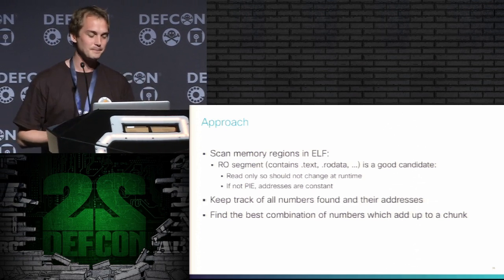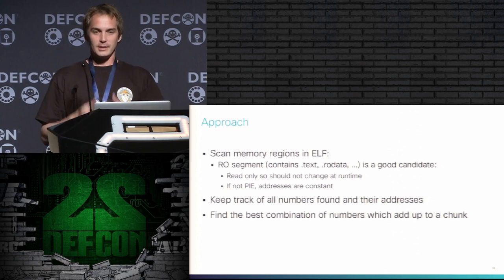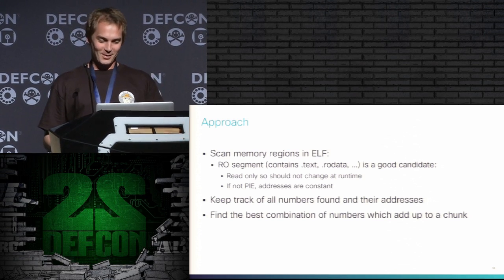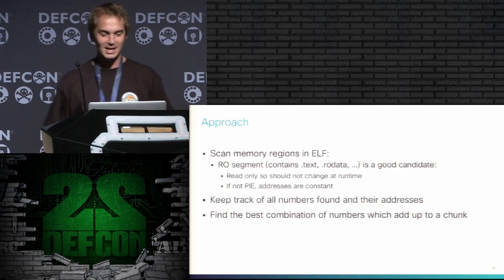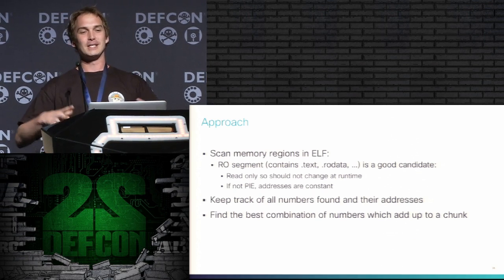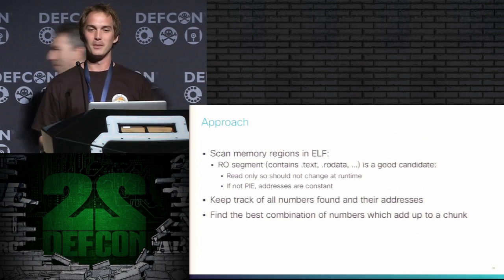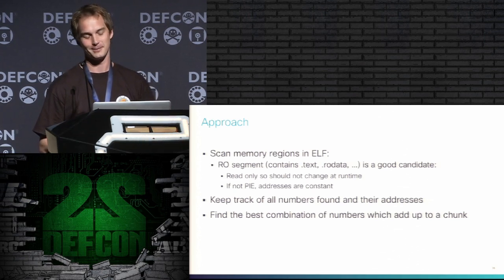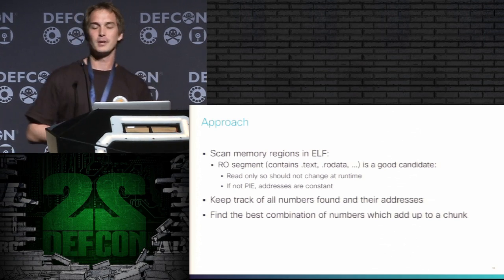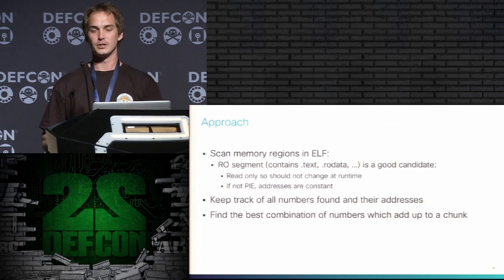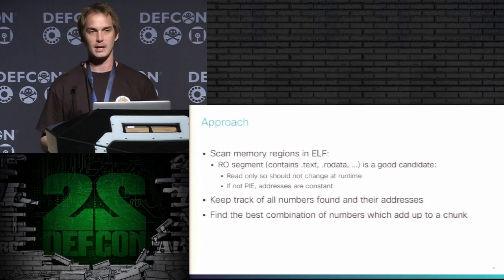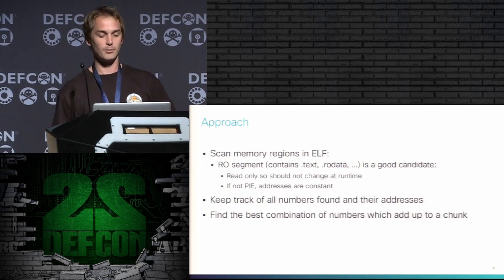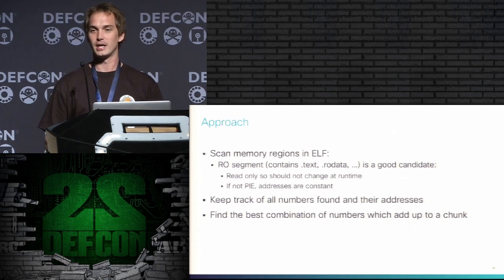So yeah, the read-only segment is where to find your numbers. What you do is scan that read-only segment, look for the numbers, shifting by 1 byte each time, and you keep track of their addresses, right? What you end up with is a whole bunch of numbers, and the problem seems pretty simple: how do I add up this random bunch of numbers to find the chunk I want? All you're looking for is the best combination of numbers which add up to a chunk.